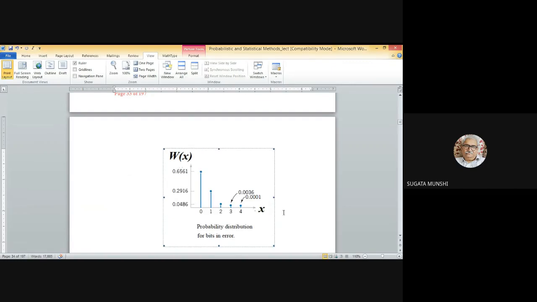So this is the graphical distribution. You can see here probability of 0 number of bits in error, it's this one. Probability of 1 bit in error is that one. Probability of 2 bits in error is this one, in this way. So this is a graphical description.